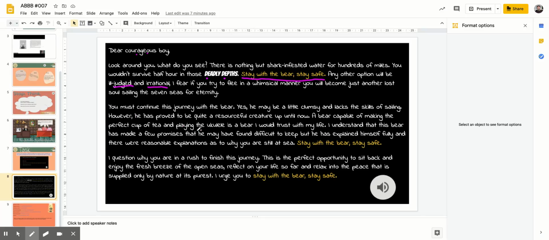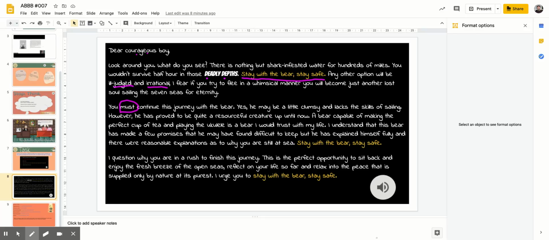You must continue this journey with the bear. I'm giving him a direct instruction and using that word must. You must do this. So he hasn't got a choice anymore. I've told him he must do it. Yes, he may be a little clumsy and lacks the skill of sailing.